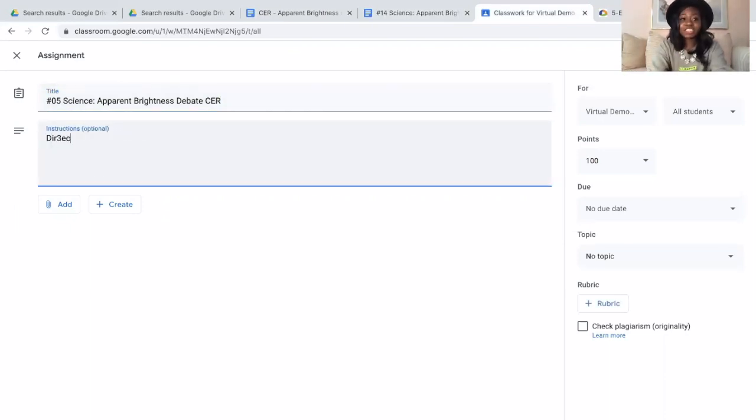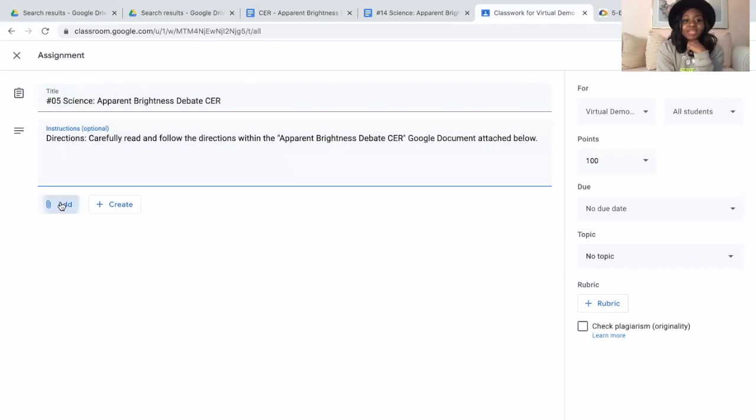And for my directions, I like to be as explicit as possible. But because I have really explicit directions in the actual Google Doc of the CER, all I'm going to say in my directions is carefully read and follow the directions within the document attached.